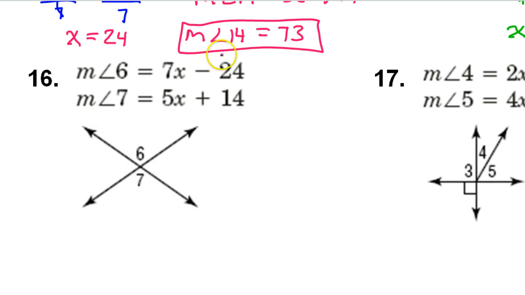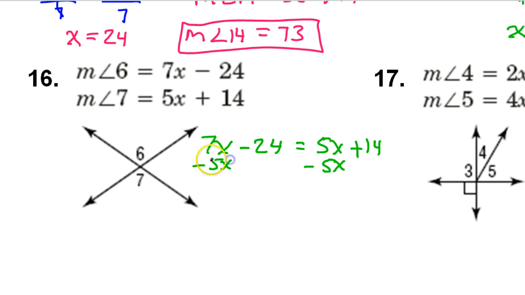Alright, vertical angles are equal, so we have to set these equal to each other. So that's going to mean 7x minus 24 is equal to 5x plus 14. When you have a variable on both sides of the equation, you need to subtract to get them together. So I'm going to subtract 5x from both sides. Now these 5x's cancel each other out, but 7x minus 5x is 2x. So now I have 2x minus 24 is equal to 14.